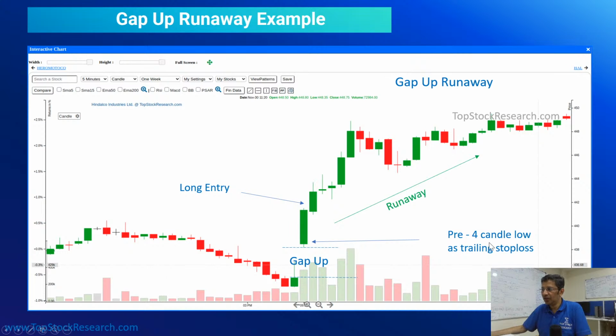So play with your stop loss candles. Theoretically either this level or this level, or you can fine tune your stop loss like a P minus 4 low. That can be another stop loss for you.